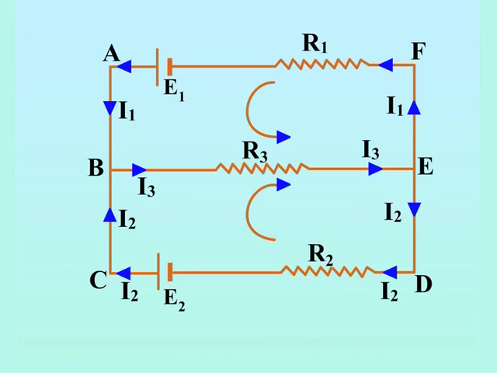To understand the meaning of this law properly, consider a closed electrical circuit as shown in this figure containing two cells of EMFs E1 and E2 and three resistors of resistances R1, R2 and R3. We are expected to follow a sign convention again.